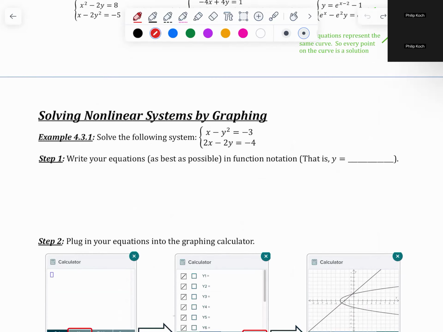The first thing is you want to write your equations in function notation, or at least as best as you can. So that is y equals some expression in x. With this first equation, x minus y squared equals -3. I will subtract the x and get negative y squared equals -x minus 3. Then I'll divide both sides by -1 to get y squared equals x plus 3. Because we're trying to solve for y, we'll take the square root of both sides.